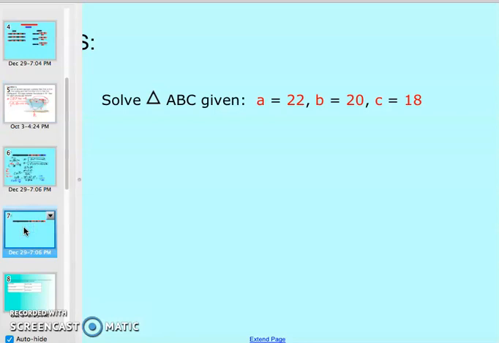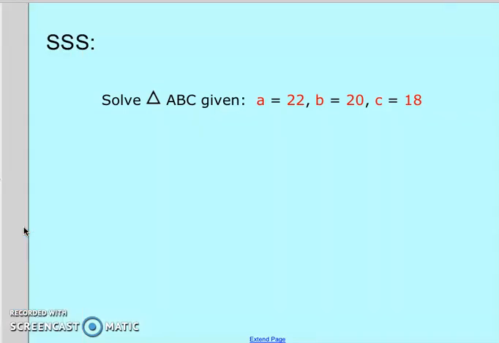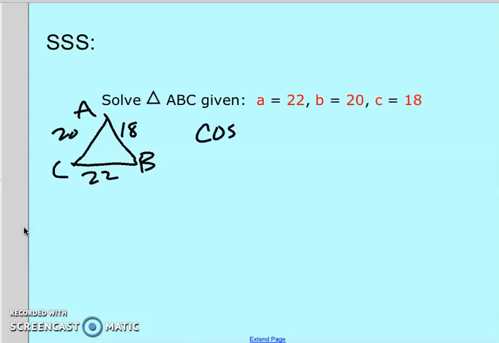Solve this triangle. All right, so this one, we've done side, angle, side. Let's do a side, side, side. You could draw the picture again, and again, I would recommend it. Remember, it doesn't matter where you put A, B, and C. A is 22, B is 20, C is 18. You can see I obviously need some sides. I know all the sides, so I'm going to do the angles.